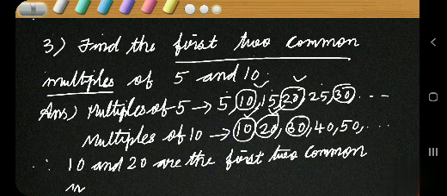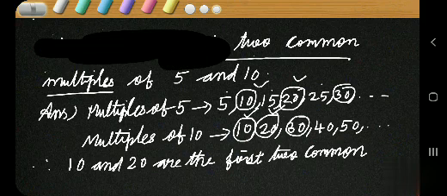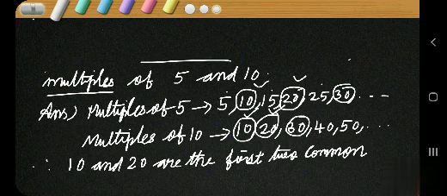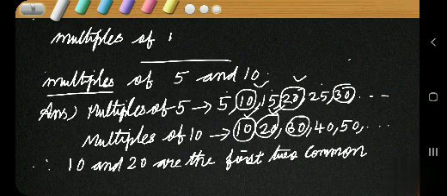I couldn't write it down, so please let me write it above on the top. You can continue. Okay. 10 and 20 are the first two common multiples of 5 and 10. Have you understood how to find out the common multiples?